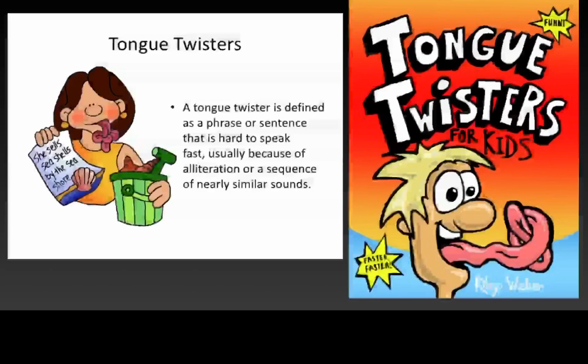Tongue twisters. Look at her tongue all twisted together. She sells seashells by the seashore. A tongue twister is defined as a phrase or a sentence that is hard to speak fast, usually because of alliteration or a sequence of nearly similar sounds. So the words are very similar and you end up just making a mess. So you have to really practice when you try and recite a tongue twister poem.